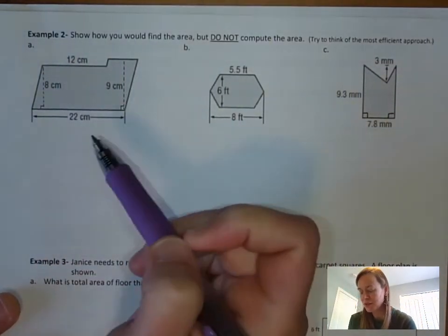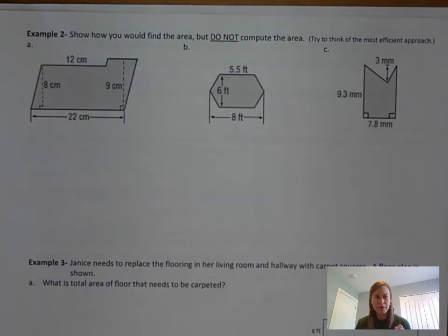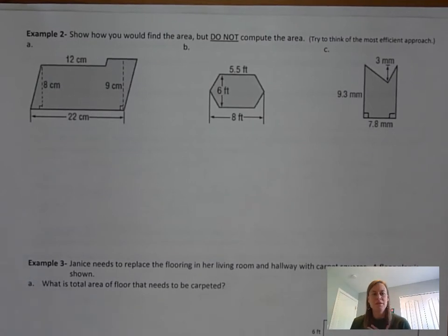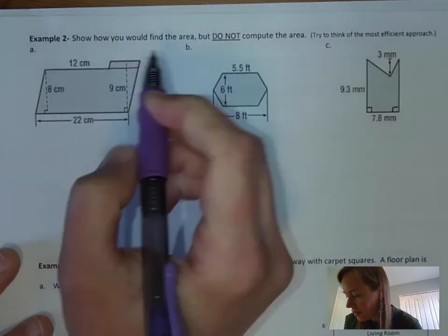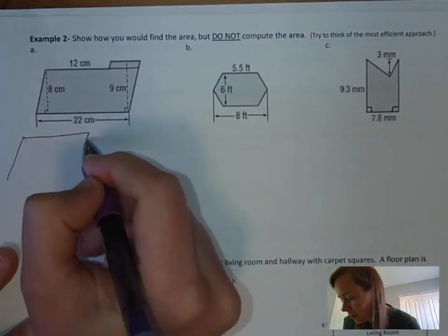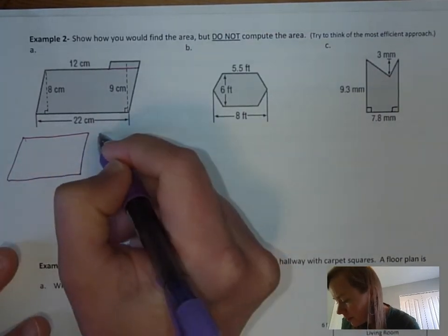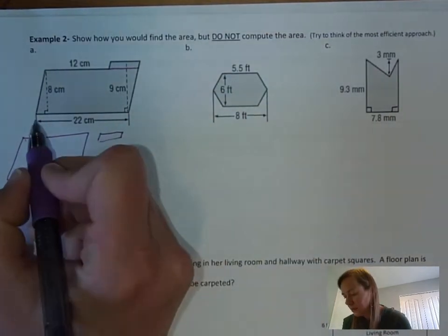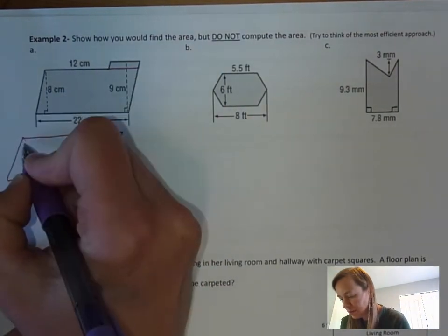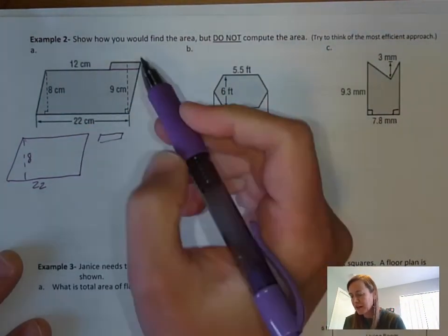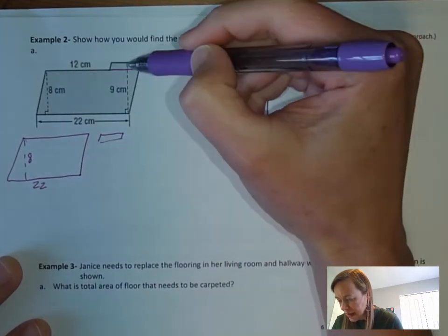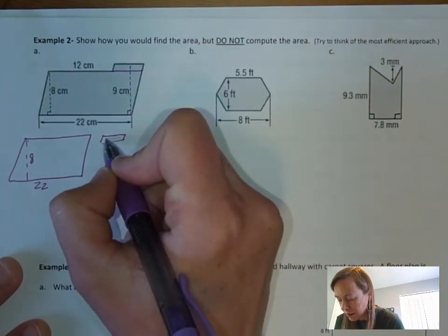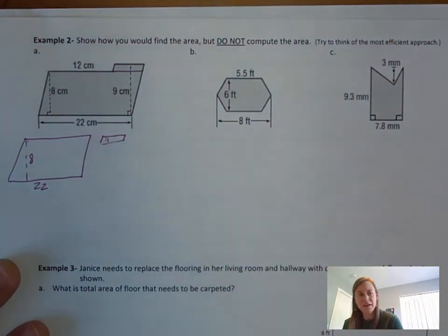What 2 shapes could you divide it into where you would have all the measurements that you need? For me, the easiest thing I'm seeing would be just to slice this off right here. So you'd have this parallelogram plus this little bitty parallelogram. The base of the big one would be 22 and the height would be 8. And on the little bitty one, see how this height is 9? So 9 minus 8 shows us that the height of this one would be a 1. Try to write that in there.